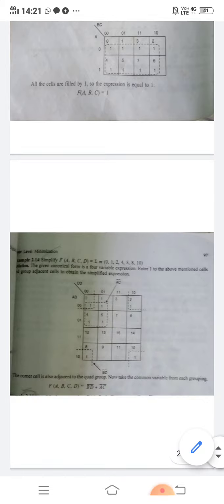Okay. Last, third numerical. Simplify F(A,B,C,D) is equal to sigma m(0, 1, 2, 4, 5, 8, 10). Here you can see the given variables are A, B, C, D, meaning 4. So n is equal to 4, then the number of cells is 2 to the power 4, which is 16. So you will have to plot 16 cells in a 4 variable K-map. 4, then 4, 4, 4. Just place the values or designation of cells. I have already discussed: 0, 1, 3, 2, 4, 5, 7, 6. Then come at the last 8, 9, 11, 10, 12, 13, 15, 14.